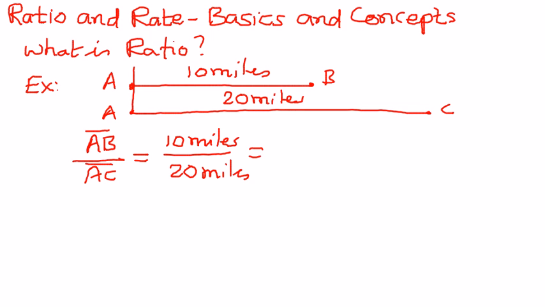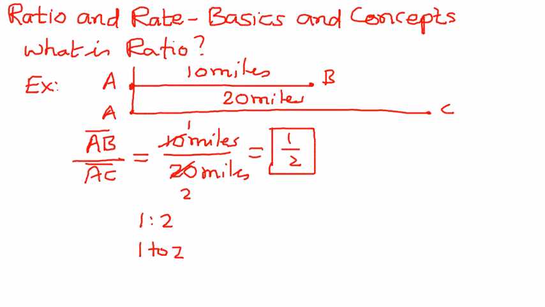and if we were to simplify this, 10 over 20, 10 times 1 is 10, 10 times 2 is 20, so it is 1 over 2. So therefore, a ratio can be expressed as a fraction like that, or a ratio can be expressed as follows: 1:2, as separated by a colon like that, or we can also write it in terms of words as 1 to 2. These are the three different ways a ratio can be expressed. So a ratio is a comparison of two quantities with the same units.